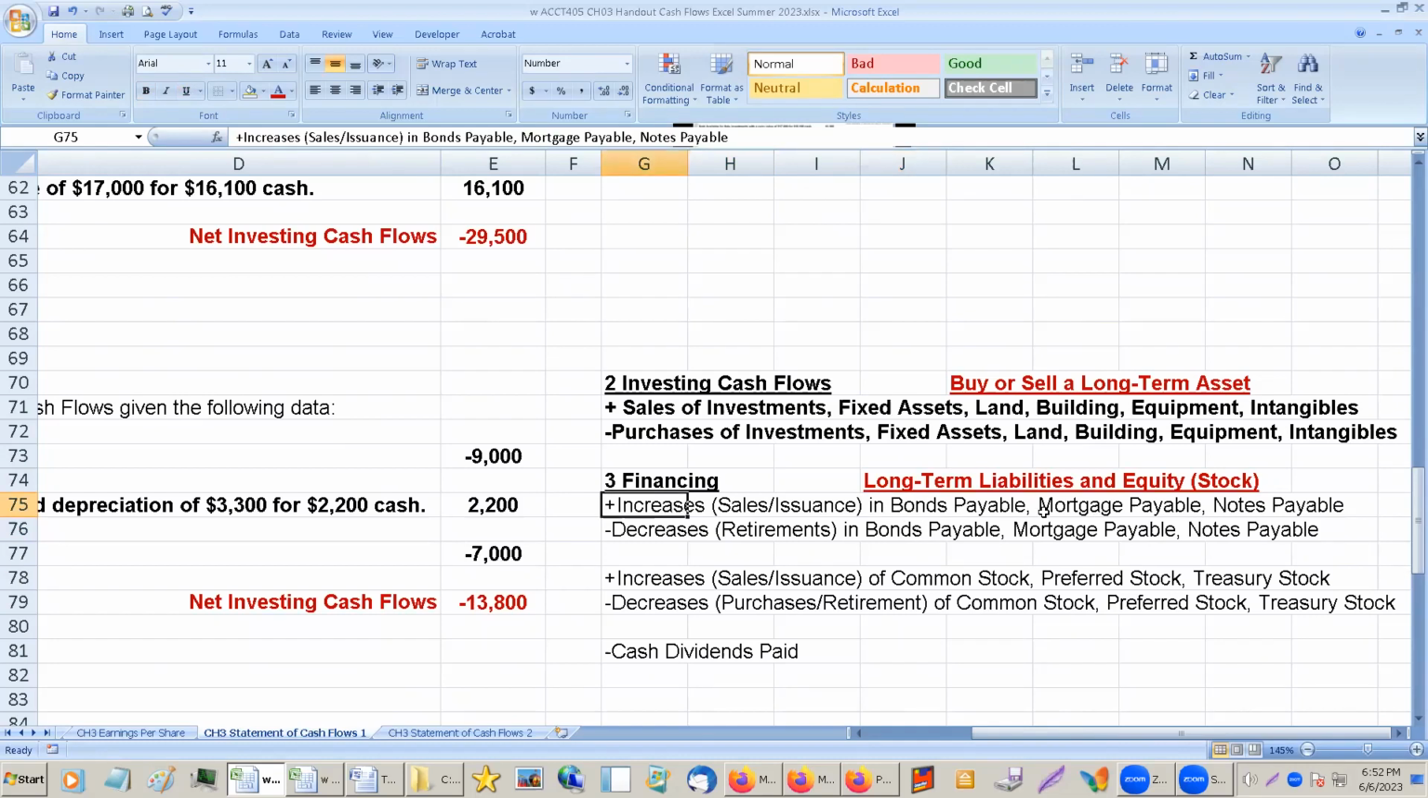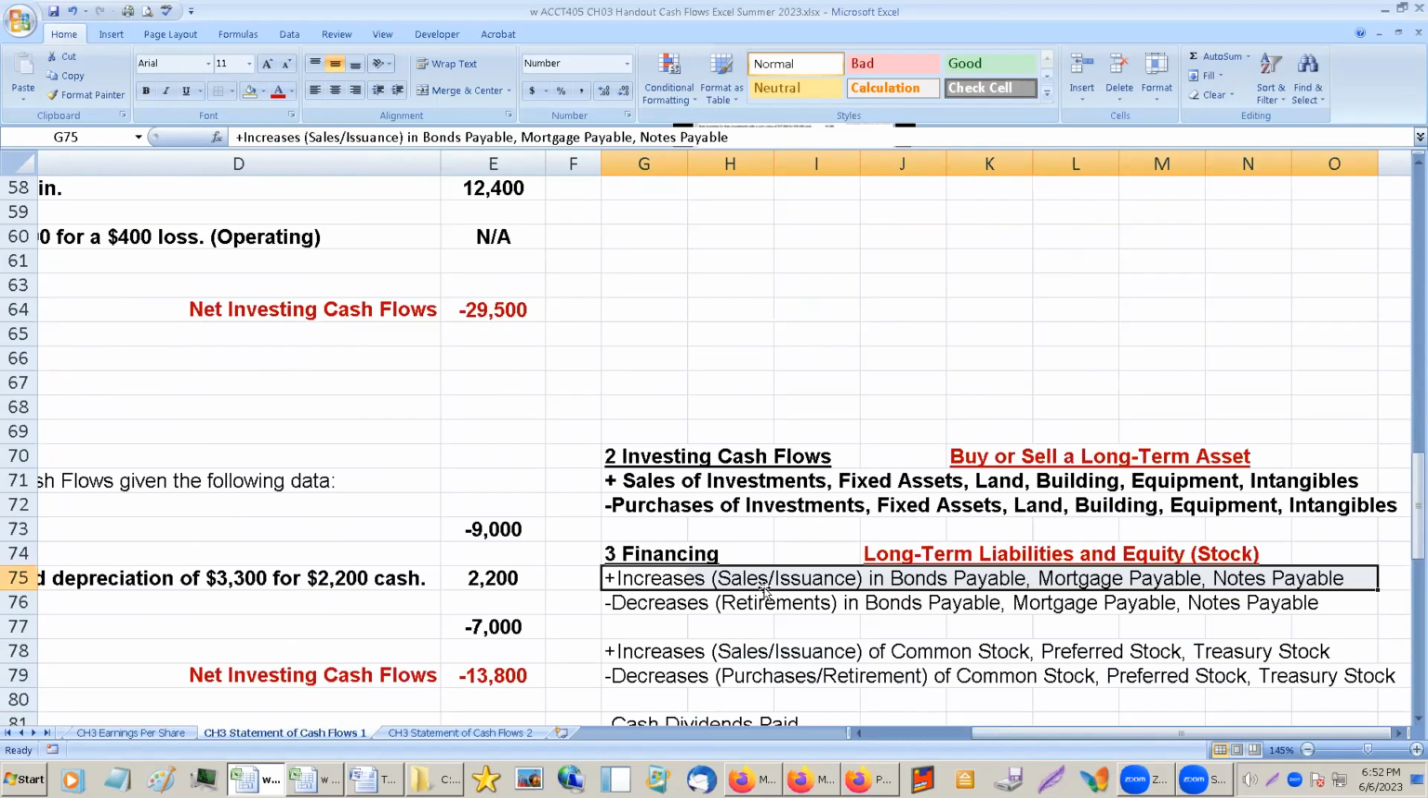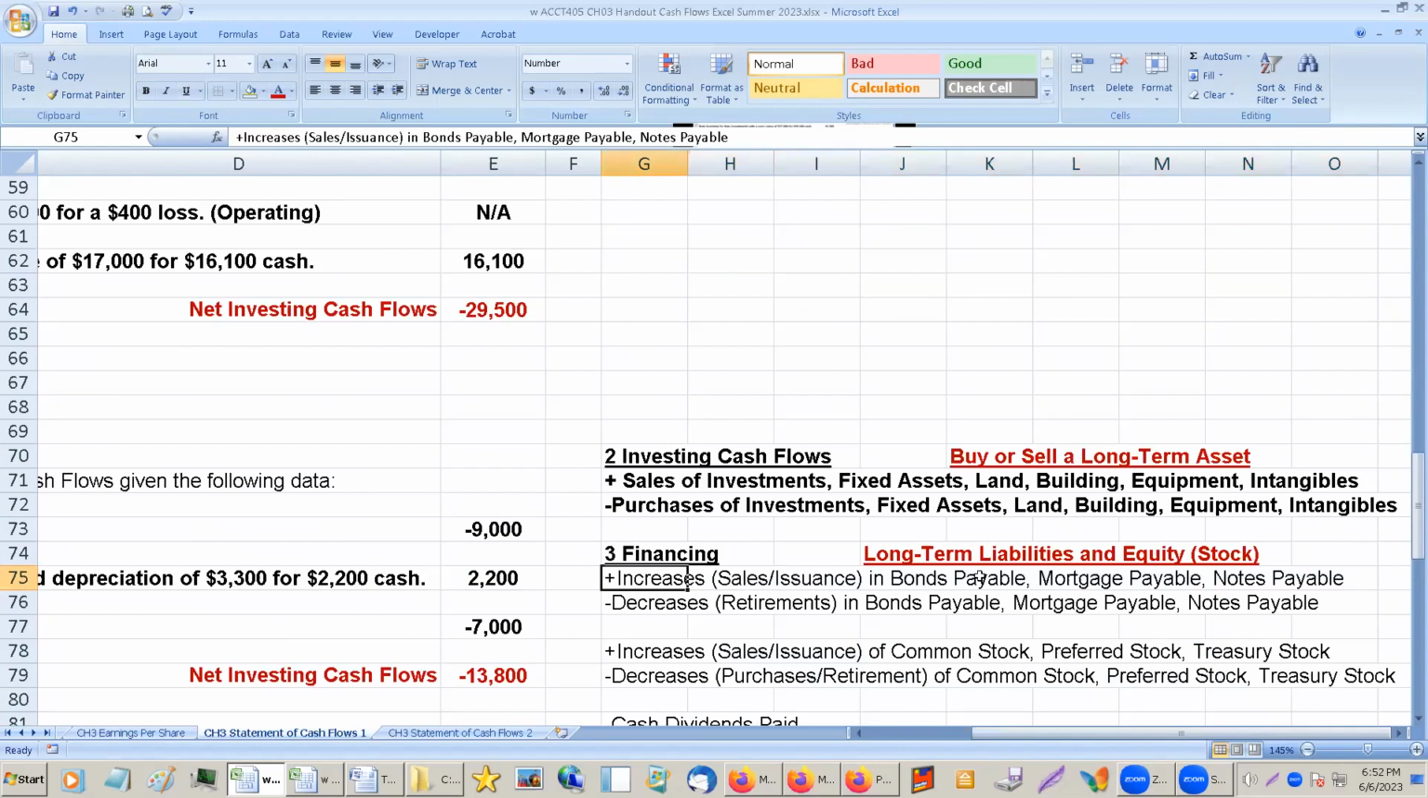If you have an increase in any of these: bonds payable, long-term liability, mortgage payable, obviously a long-term note payable. Just like up here with the current liabilities, if they increase, your cash increases. So if you borrow money from the bank, you get a mortgage, your cash goes up. Now you have a higher mortgage, but when you borrow it, at first your cash goes up.